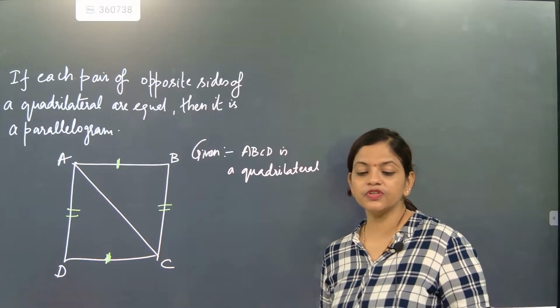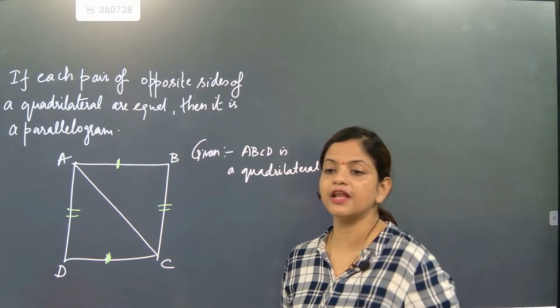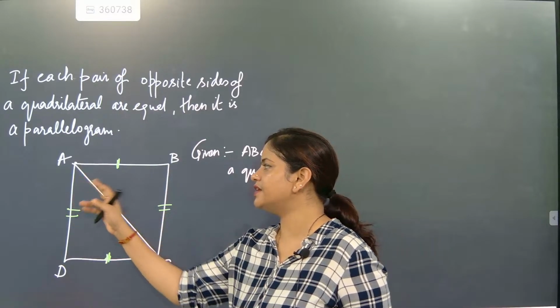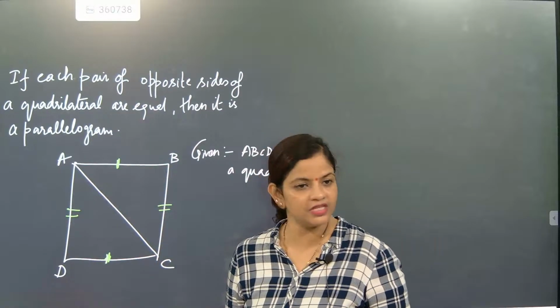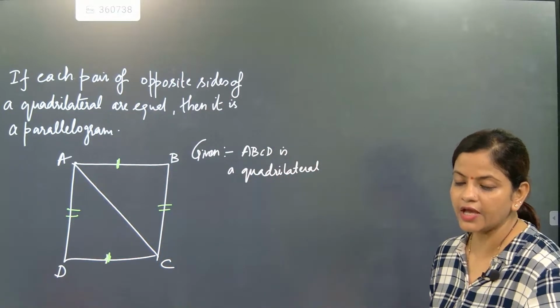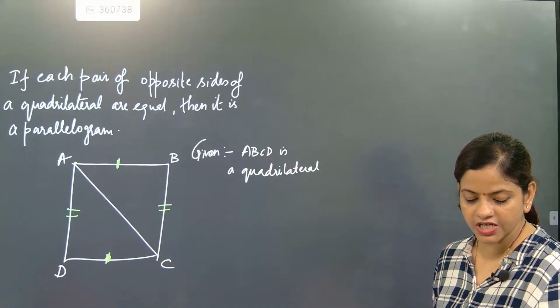Understood? So for parallel, first, if we are able to prove alternate interior angles equal, and this side is equal to this side, then if the alternate interior angles come equal, it means it is a parallelogram. So you have to plan it very, very carefully. Ready for planning it? Come on, check this one out.